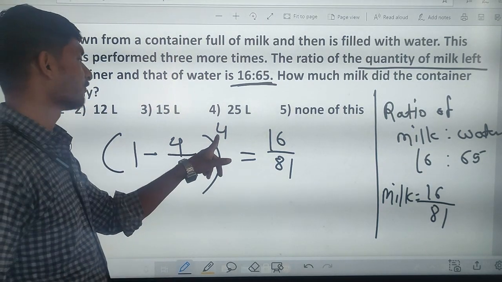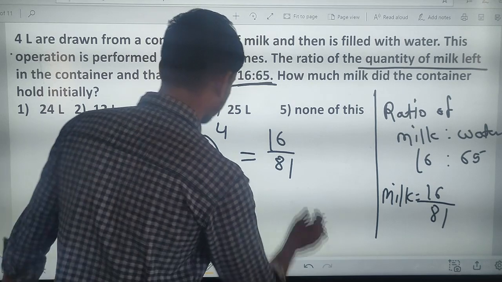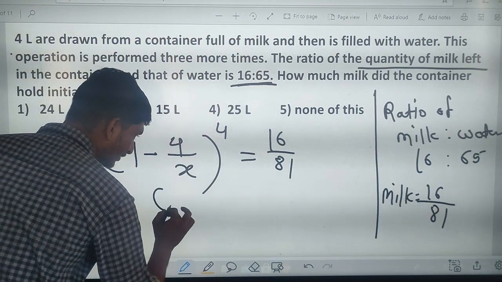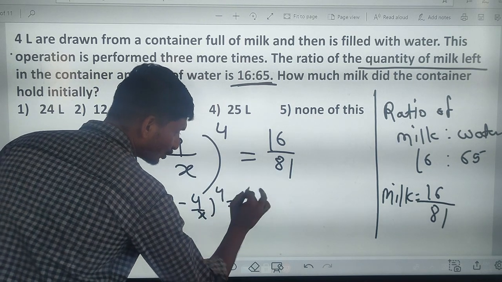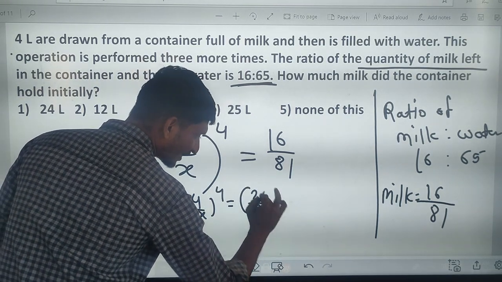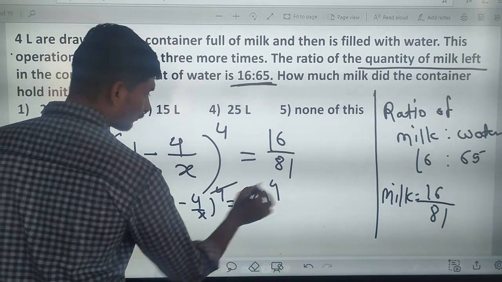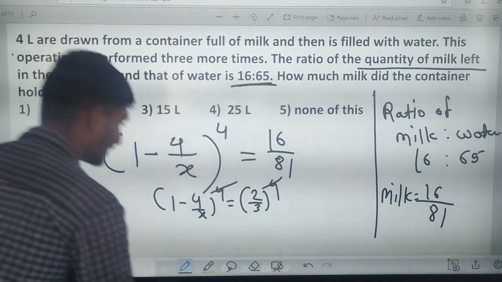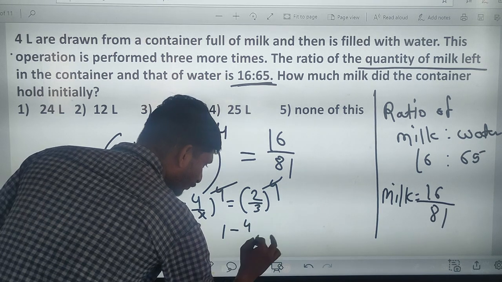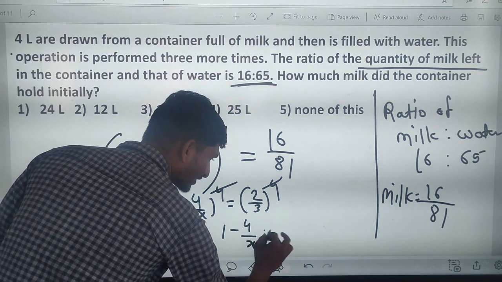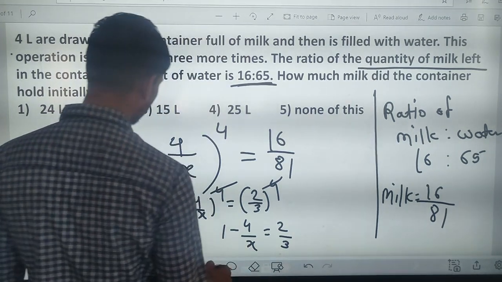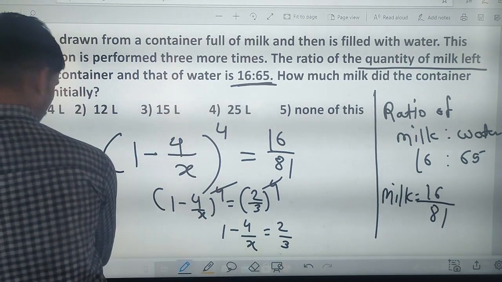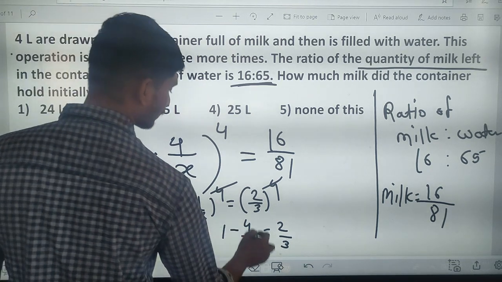Okay, here is the fourth root. So we write here (1 minus 4 by x) raised to 4 is equal to (2 by 3) raised to 4. The 4 gets cancelled. Then 1 minus 4 upon x is equal to 2 by 3.